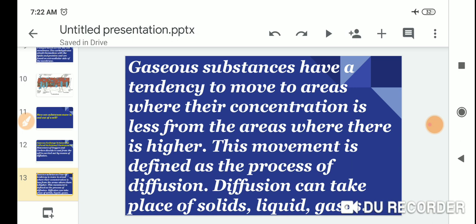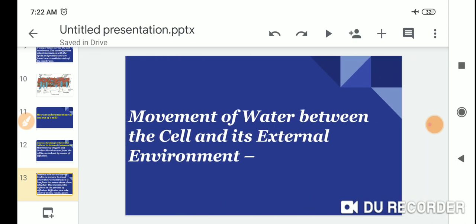Gaseous substances have a tendency to move from areas where their concentration is higher to areas where it is lower. This movement is defined as the process of diffusion. Diffusion can take place in solids, liquids, and gases.